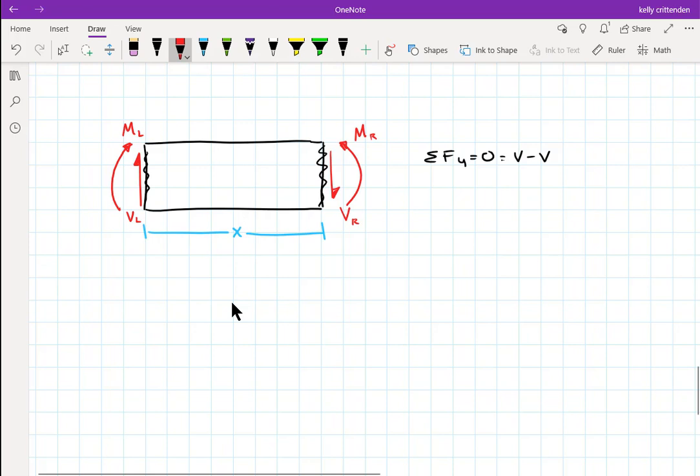And these curved arrows, we haven't used those a whole lot, or maybe not at all, but these are concentrated moments when you draw a curved arrow like that.